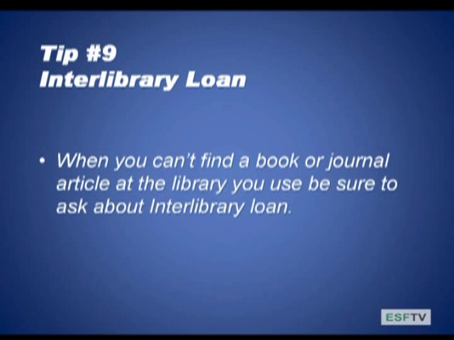Tip number 9 is Interlibrary Loan. When you can't find a book or journal article at the library you use, be sure to ask about Interlibrary Loan. Interlibrary Loan is this great system where libraries share items. So if I'm at a library and I can't find the book or journal article or even a video that I'm looking for, I can go to my library circulation reference desk and I can ask about Interlibrary Loan. I tell them what it is I'd like. I may have to fill out a form or fill out a form online, and then the library does all the work to find that item for me.